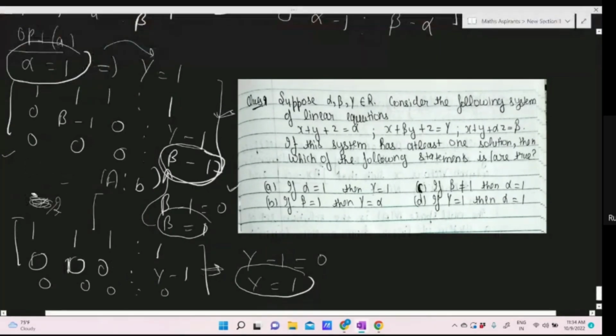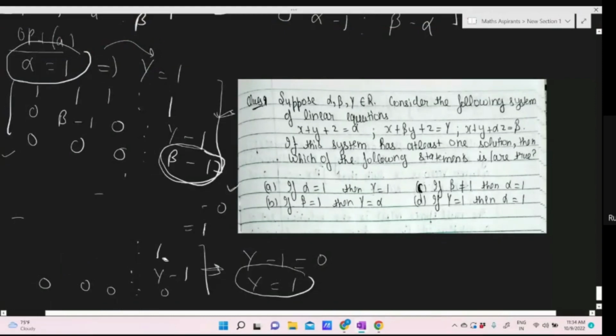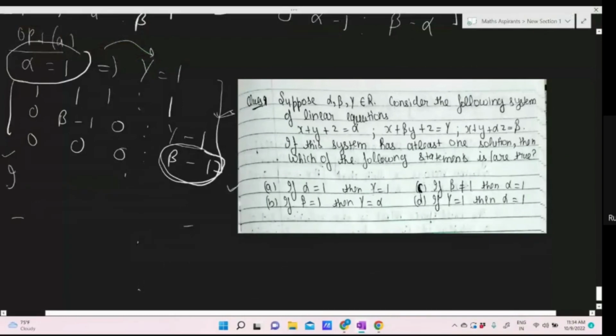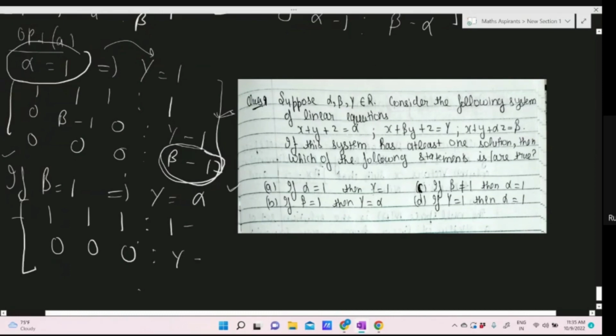Now, let us consider the other option, option number B. Option number B says that if beta is equal to 1, this will imply gamma is equal to alpha. Let us put beta is equal to 1 in the system above. We will get 1, 1, 1, 1, 0, 0, 0, gamma minus 1.